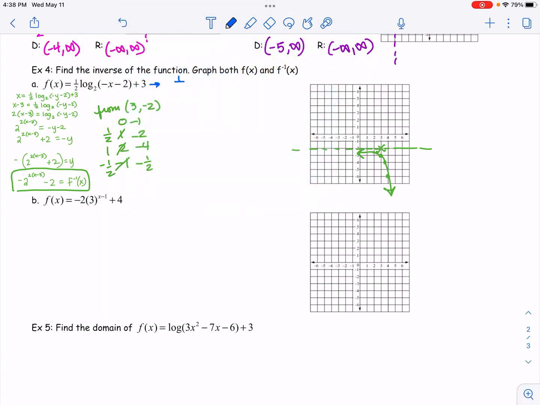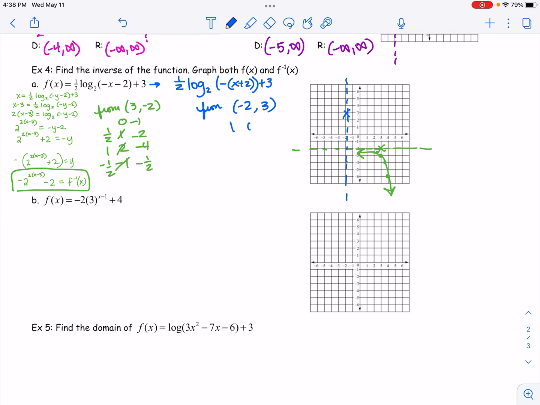I'm going to rewrite this because I do see a b value there. So this is 1/2 log base 2 of negative times (x plus 2), plus 3. So I have vertically compressed. I have reflected over the y-axis. I've shifted to the left 2 and up 3. So from the point (-2, 3). (-2, 3) is here. That's going to be a vertical asymptote because it's a log graph.